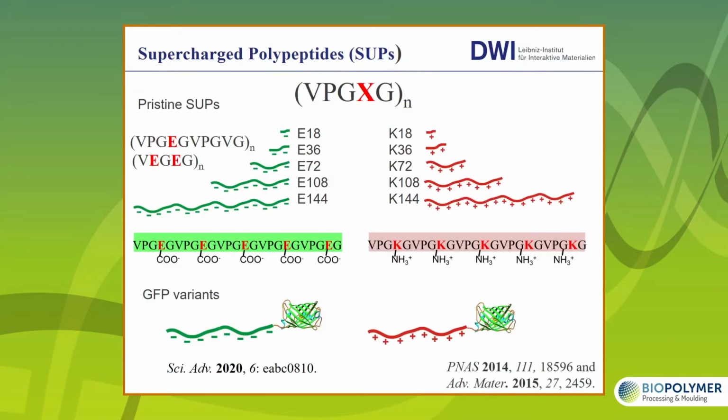On this slide, I would like to give you an impression of what structures are accessible. We can make structures that contain from 18 to 144 charges. For the negative variants, we can make them charged less, so less than every 5 amino acids, then every 10th amino acid is charged, or we can increase the charge density along the polymer chain, and then almost every second amino acid carries a charge. For the positive variants, we can make similar structures. However, the maximum here is that every 5th amino acid is charged.